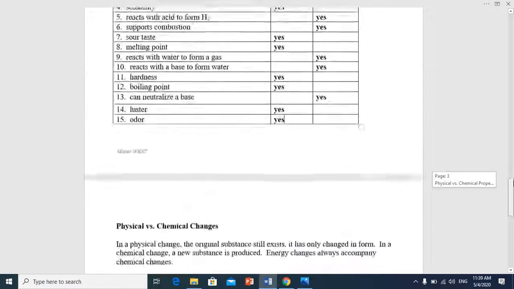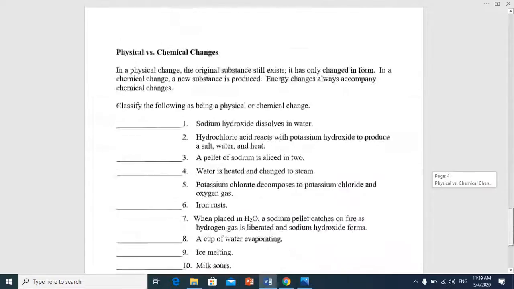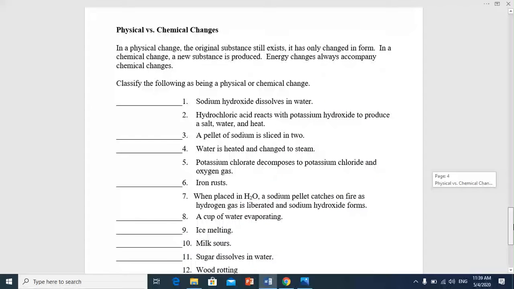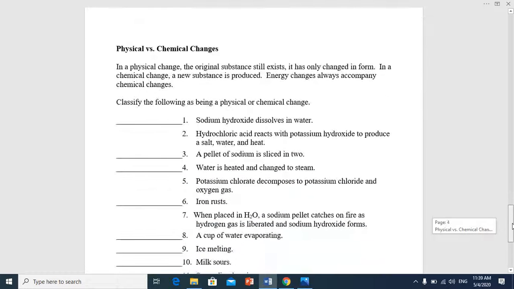Okay, so we finished this part, and let's move to the second part. The last part here, we also have to know if this is a chemical or physical change, and I will answer the sheet later with you after we discuss the physical and chemical change.